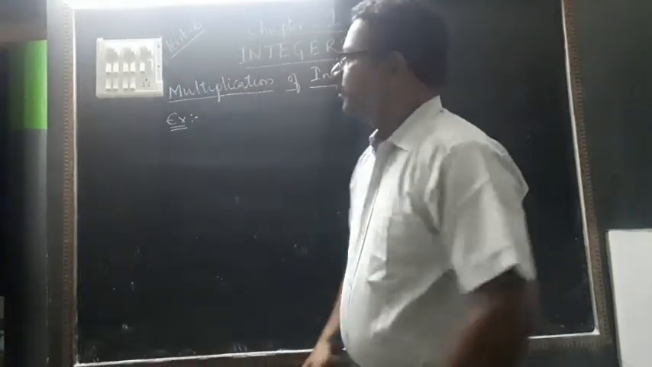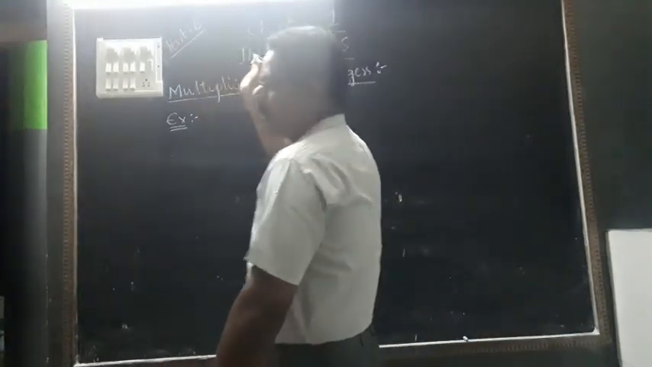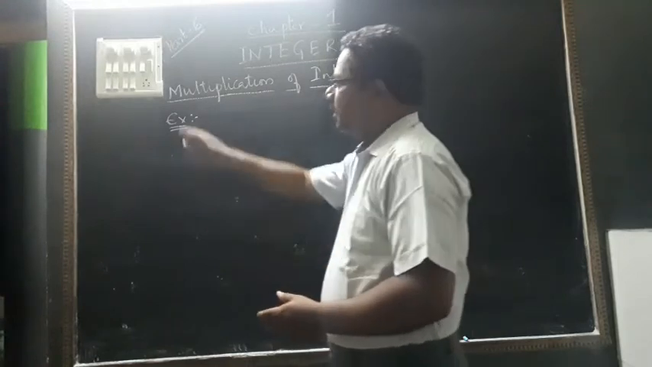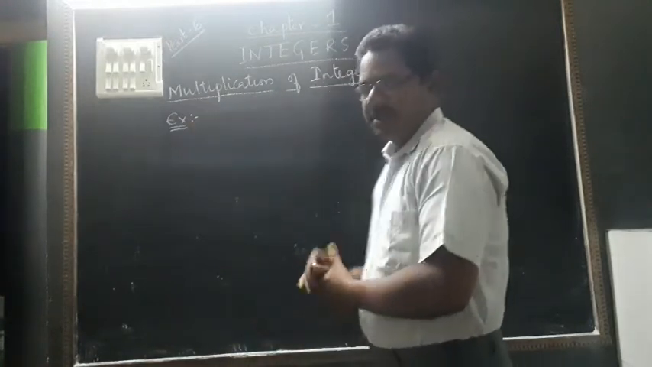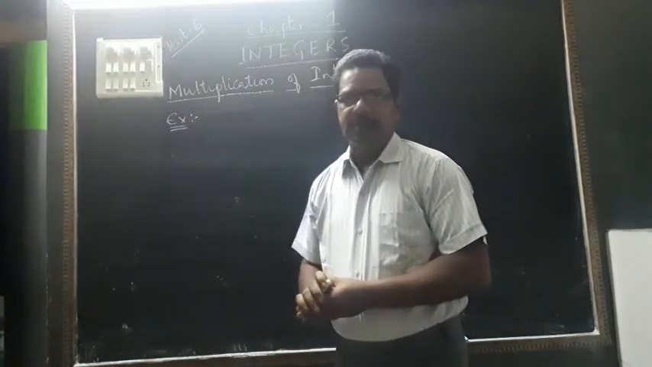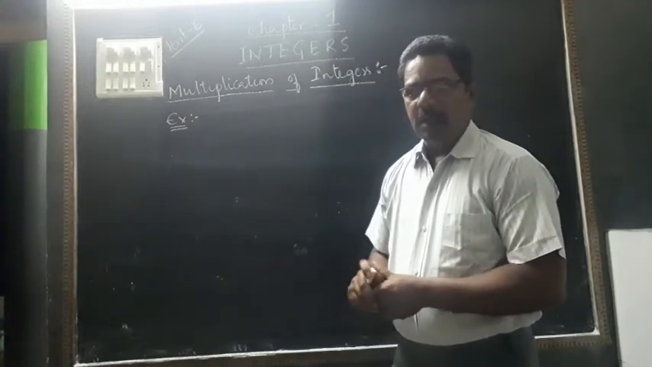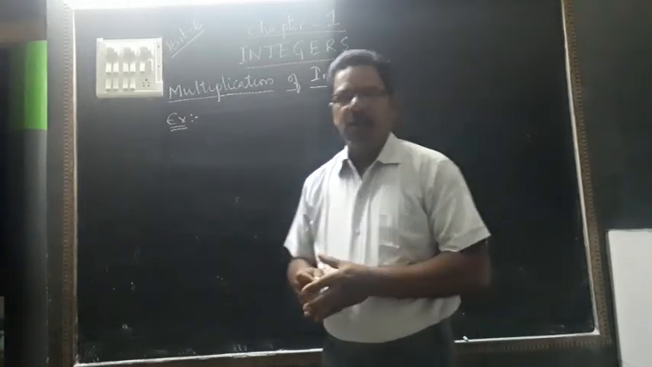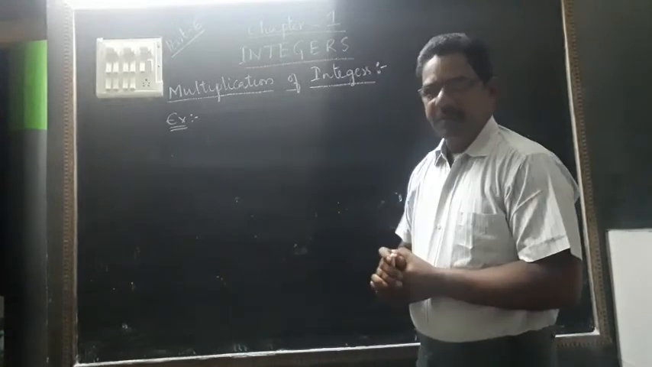Good morning, children. This is part 6 of chapter 1, integers. This part is multiplication of integers. How to multiply the integers? What are the properties? What are the things we have to follow in this multiplication of integers?